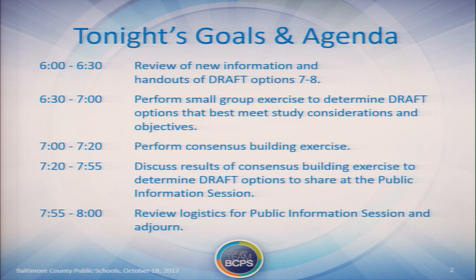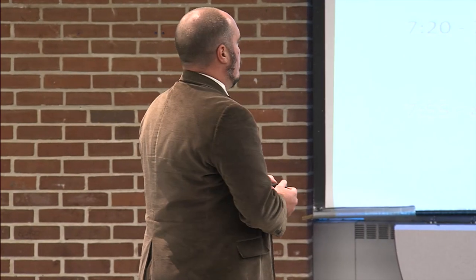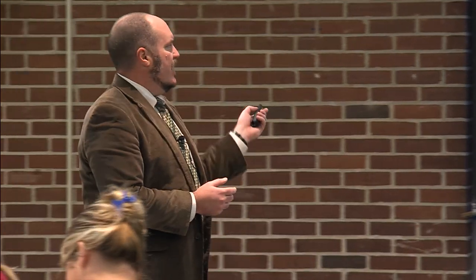Then we're going to do a consensus building exercise where we'll give you some stickers, and you're going to start putting stickers on the three maps you feel best meet the criteria, the objectives, and the study considerations. The focus is on narrowing down the scenarios to a more manageable number to take to the public information session, and also starting the process of weeding out those that you feel least meet the objectives. And then finally, we'll talk a little bit about the public information session, and then we'll let you go.